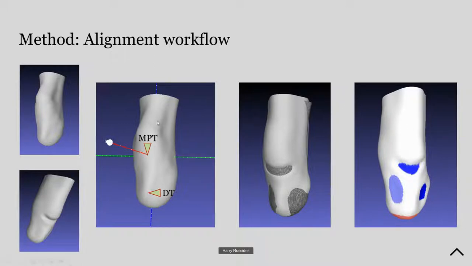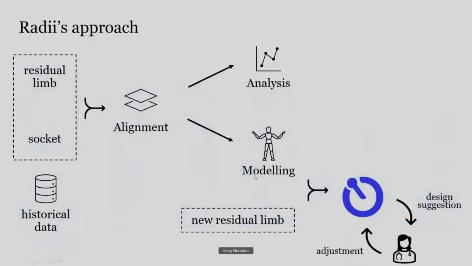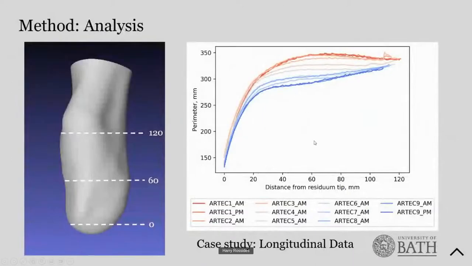And so we do this by asking the clinician to provide us a couple of anatomical landmarks, here the mid-patella tendon and the distal tibia, which we then use to align the two surfaces and then compute the rectification map. Right, so once we have the two surfaces being aligned, we can already start doing some analysis on them and extracting useful information. What we see here is scans from a single participant taken over 1 month intervals.